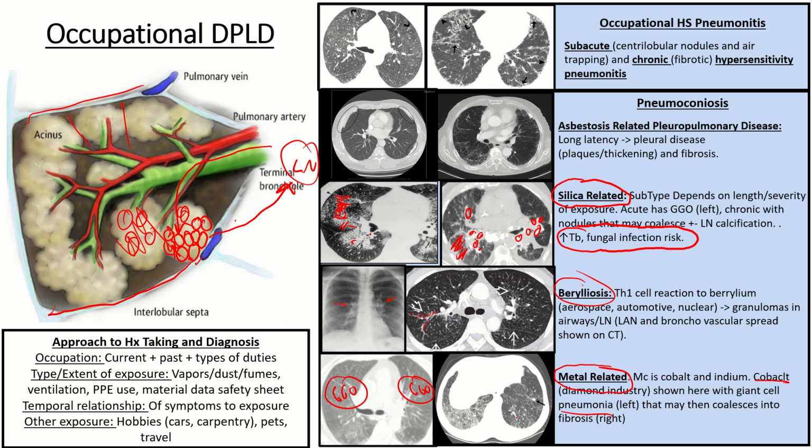And then, these patients over a long period of time, just like anything else, can get really fibrotic responses as well. So another one to think about is, do they work in the metal? Do they work around metals? Do they inhale metals? Sometimes, especially with cobalt exposure, this may be common in the diamond industry.